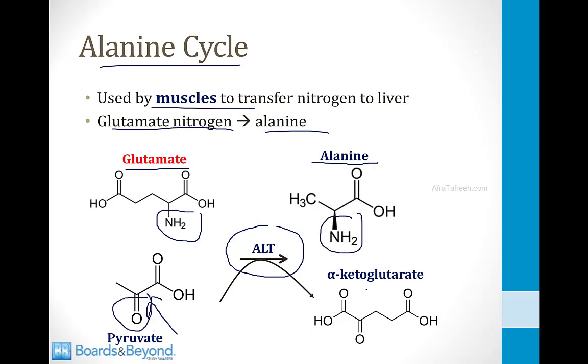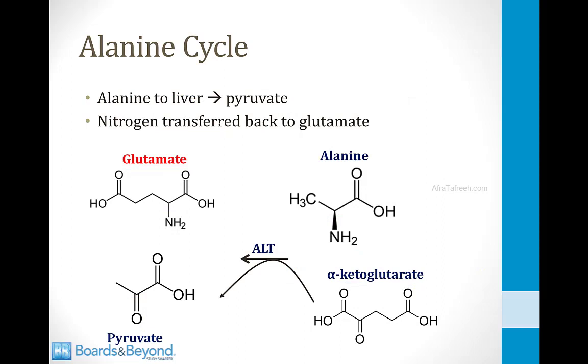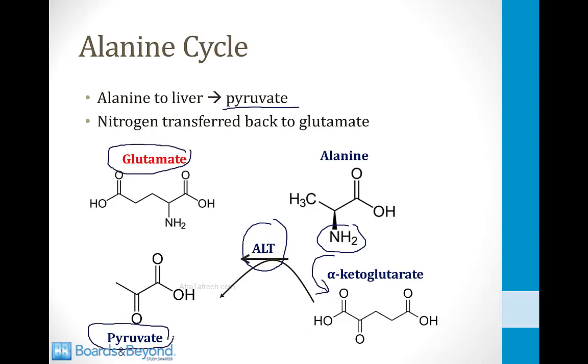This process will also generate a molecule of alpha ketoglutarate, which can be used by the cells in the TCA cycle. In the liver, the reaction is reversed and alanine is converted back to pyruvate. This is catalyzed by the same enzyme, alanine aminotransferase, or ALT. In this case, it will transfer the amino group to alpha ketoglutarate. This will regenerate glutamate in the liver and also regenerate pyruvate, which can then enter glycolysis or gluconeogenesis.